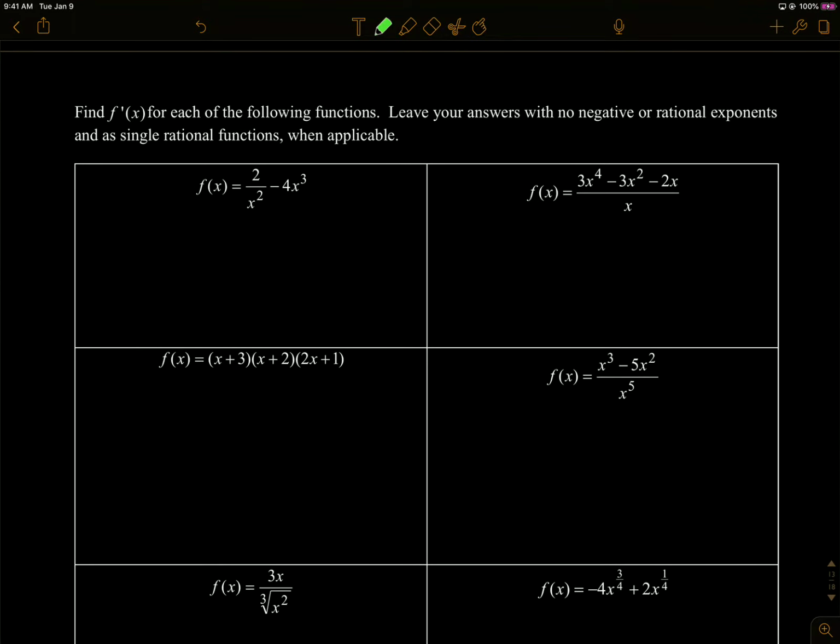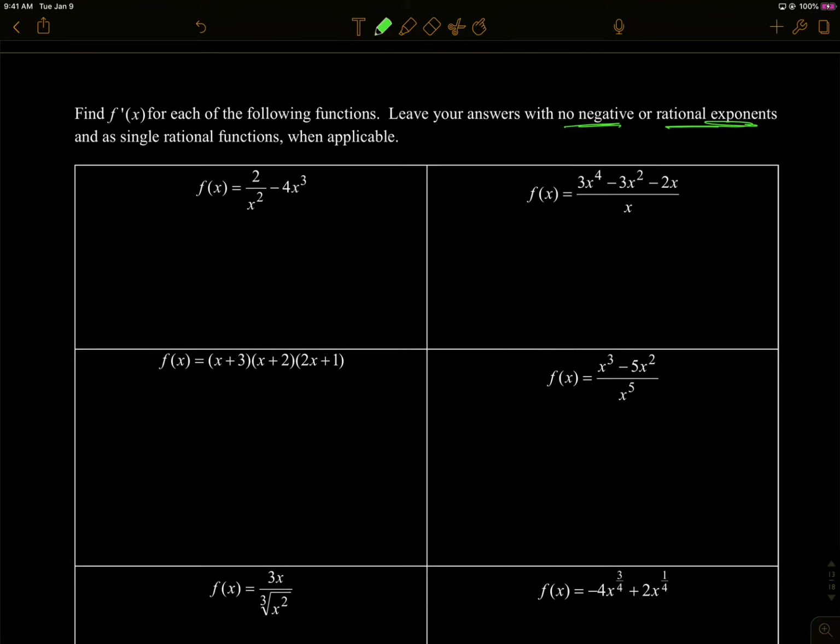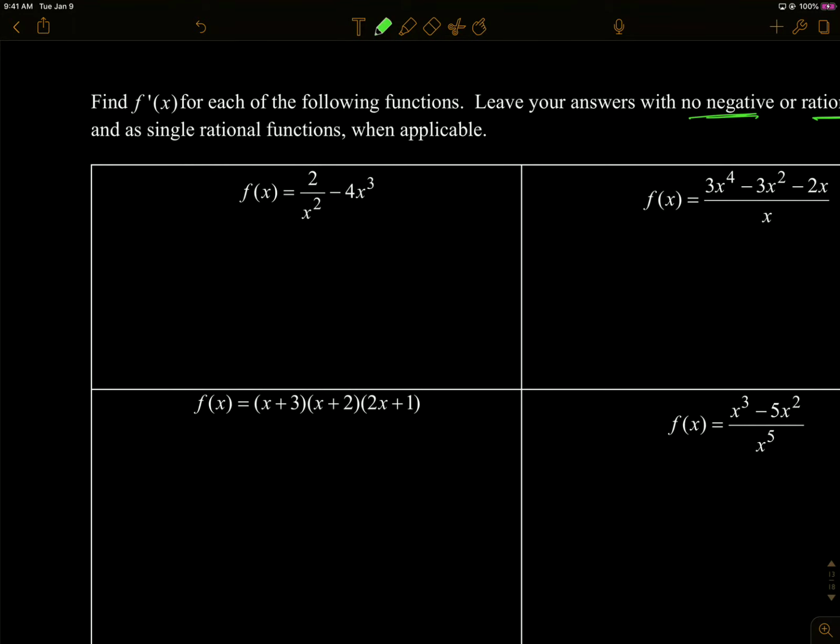So we're going to move on here and actually apply this rule. The key is we want to leave our answer with no negative or rational exponents. All right? So I can't apply the power rule as is. I've got to bring the x to the numerator and rewrite it in that form, because the power rule didn't say anything about when x was in a denominator. So I've got to do a rewrite first. Notice this is f of x. I didn't do the derivative yet. I did some algebra to prep it. Now I can do the power rule.